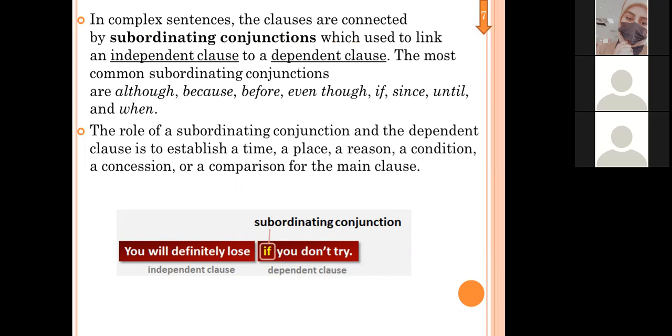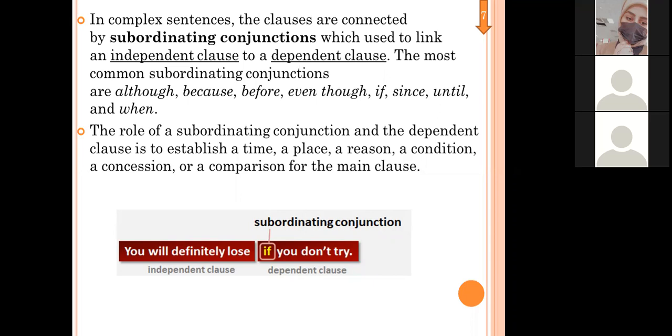In complex sentences, the clauses are connected by subordinating conjunctions, which are used to link an independent clause to a dependent clause. A subordinating conjunction provides a bridge between the main clause and the subordinate clause. Complex sentences are completed with the help of subordinating conjunctions. Subordinating conjunctions are mainly words that connect an independent clause to a dependent clause.